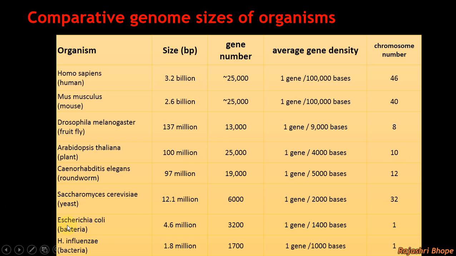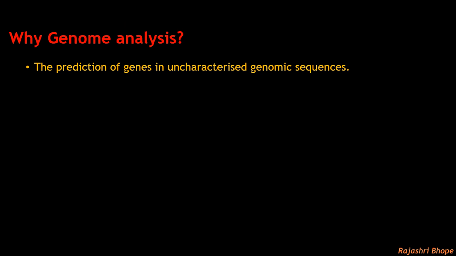E. coli, 4.6 million base pairs, 1000 times smaller than the human genome size. Gene number is only 3200 genes. Chromosome number is only 1. Since it is a prokaryotic organism, prokaryotes have only one chromosome, only one set of genome. They are haploid. Prokaryotes are haploid.